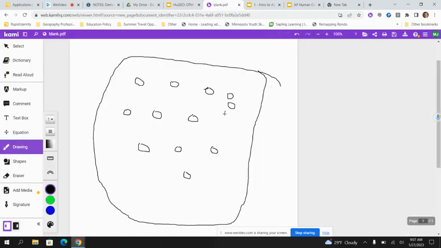Oh my gosh, look at all those babies being born. That is a lot of babies.